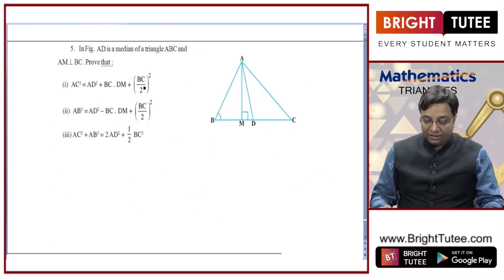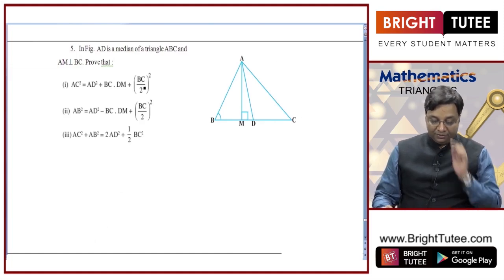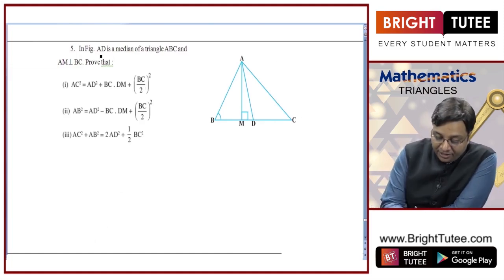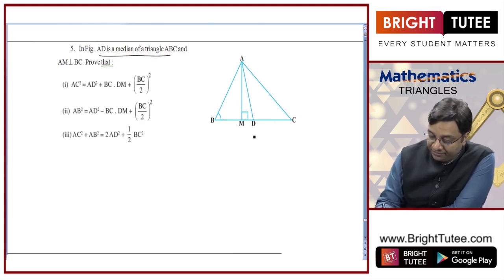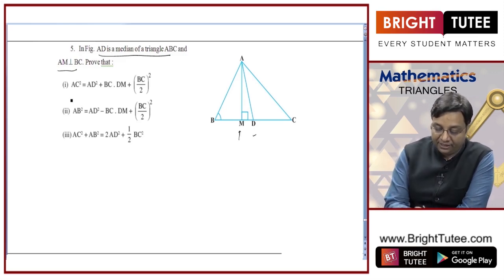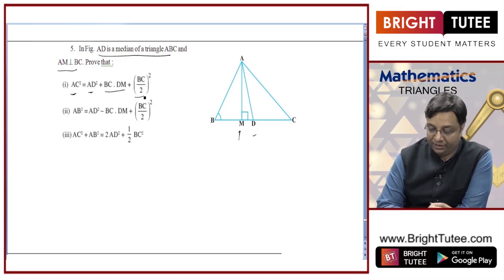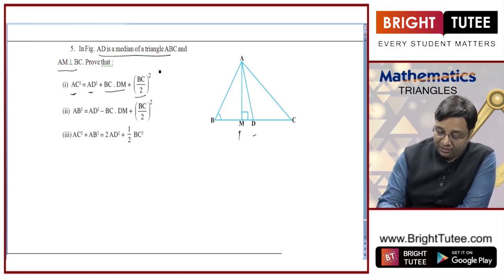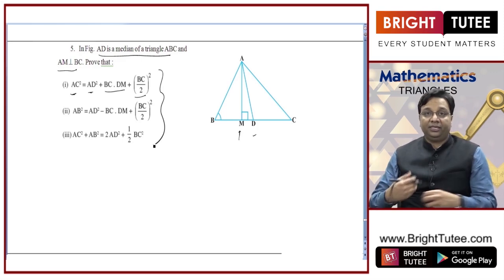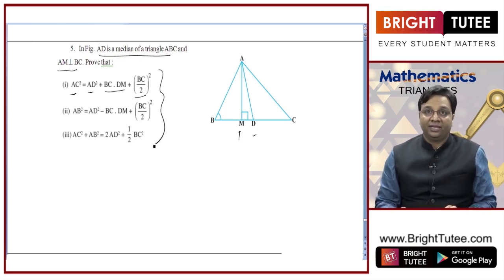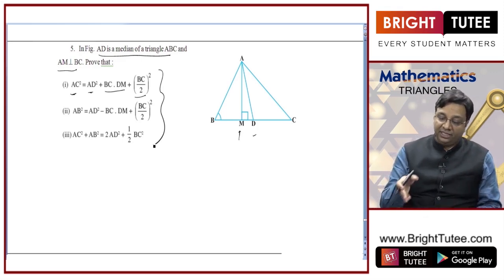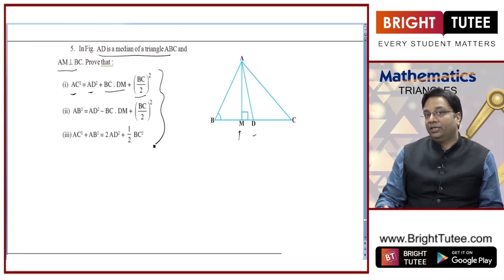Okay. Now in question number 5th, AD is median of triangle ABC, okay, and AM is perpendicular to BC. Prove that AC square is equal to AD square plus BC into DM plus BC by 2 whole square. Now look at this. This question is just the application of the questions that we just did. So if you have listened to those questions carefully, there is nothing extra that I am going to do here in this question.